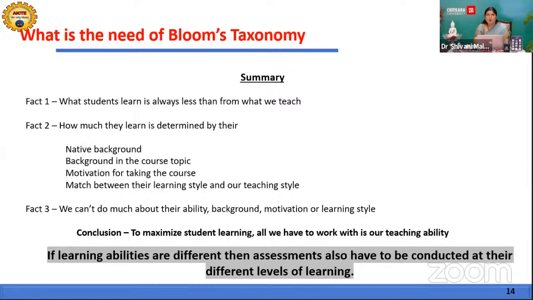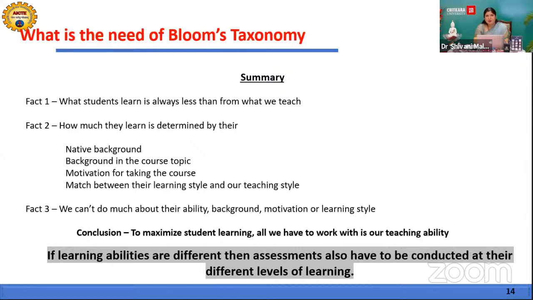Fact one is, what students learn is always less than what we teach. That's the truth. Second fact is, how much they learn is determined by their native background in the course topic, motivation for taking the course, and match between the learning style and teaching style. There can be other factors associated with it, but these are the major ones that we are considering, which really determine how much they have learned.